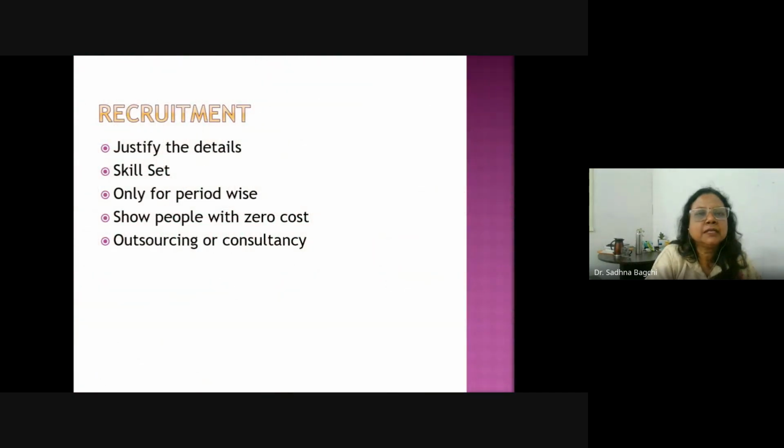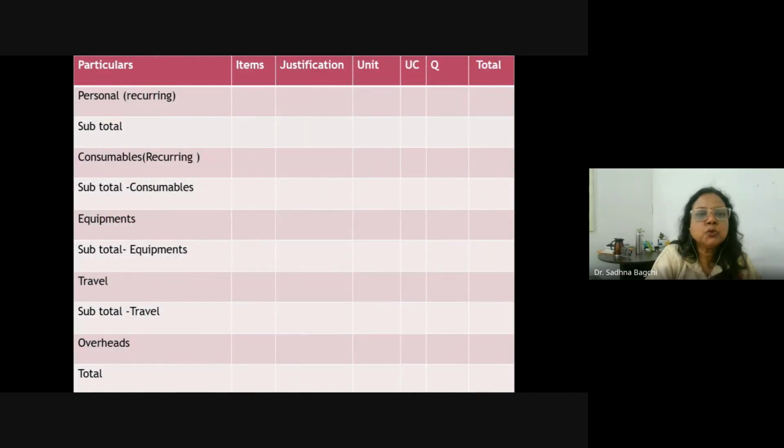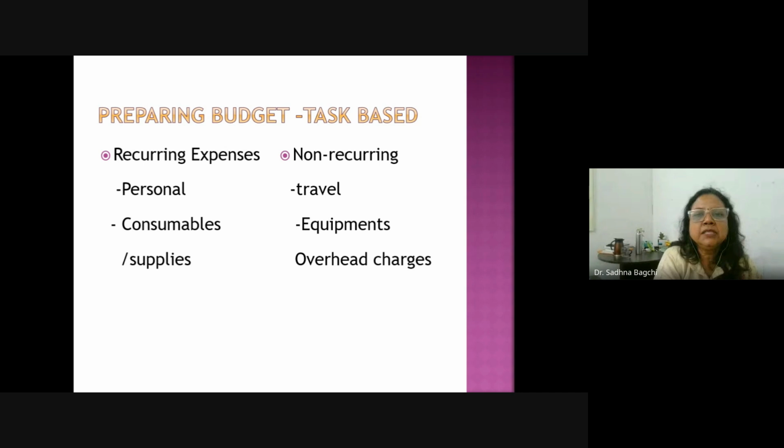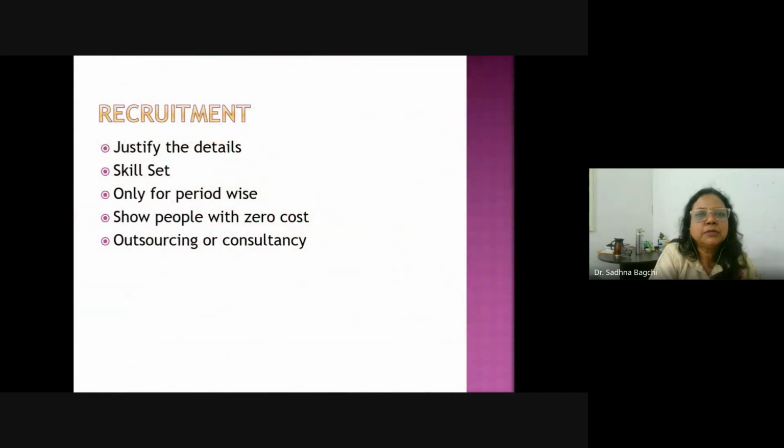Now, requirement. The first part of the budget is preparing the budget for the task base. Recurring and non-recurring items are mentioned here. Now we are coming to the requirement, because for the completion of projects you need an assistant, a field investigator, some sort of associate with you. So naturally, the requirement is going to take place on a temporary basis.